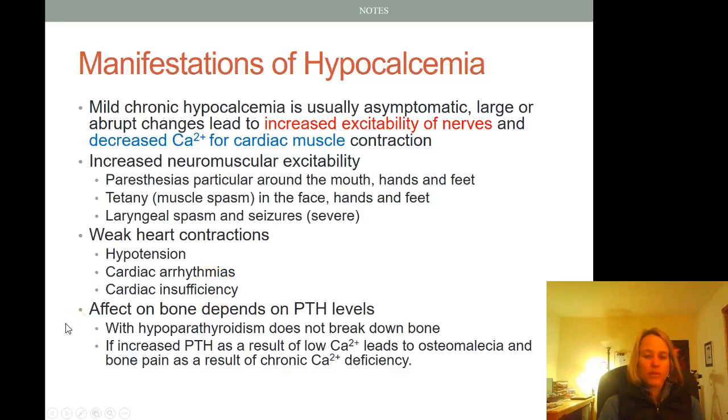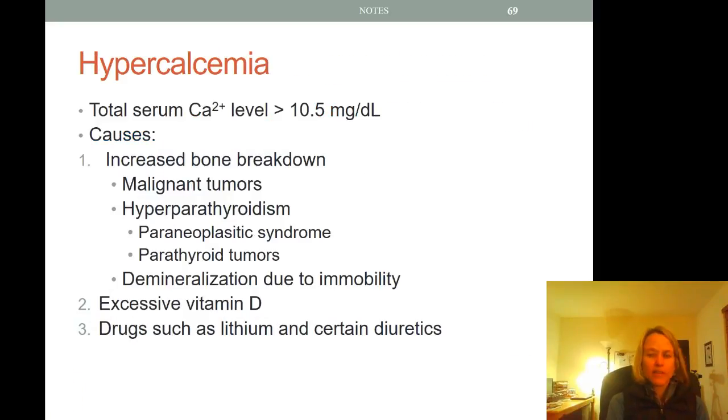Now the effect on the bone is going to depend on parathyroid hormone levels. So if we have hypoparathyroidism, not enough parathyroid hormone, that's not going to break down the bone. However, if we have low calcium levels because of another cause, and that causes an increased release of parathyroid hormone, this is going to cause a breakdown of bone, leading to osteomalacia and bone pain as a result of that chronic calcium deficiency. Hypercalcemia is when we have serum calcium level greater than 10.5 milligrams per deciliter.